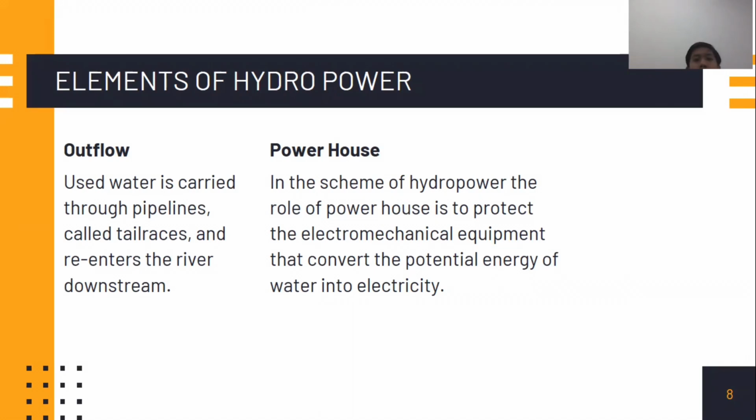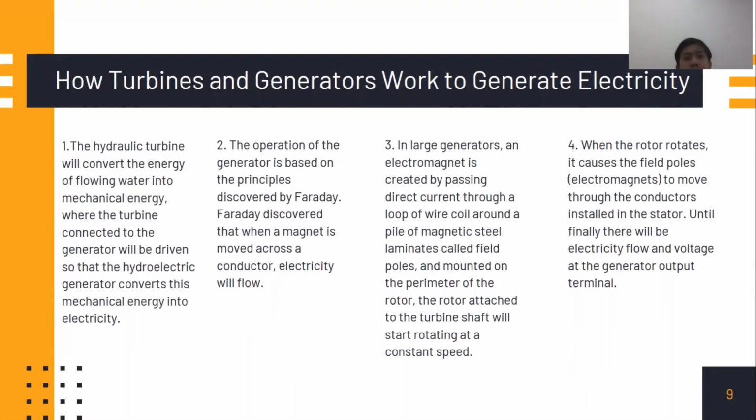Powerhouse. In the scheme of hydropower, the role of the powerhouse is to protect the electromechanical equipment that converts the potential energy of water into electricity. How do the turbine and generator work to generate electricity? The first, the hydraulic turbine will convert the energy of flowing water into mechanical energy, where the turbine connected to the generator will drive it so that the hydroelectric generator converts this mechanical energy into electricity.